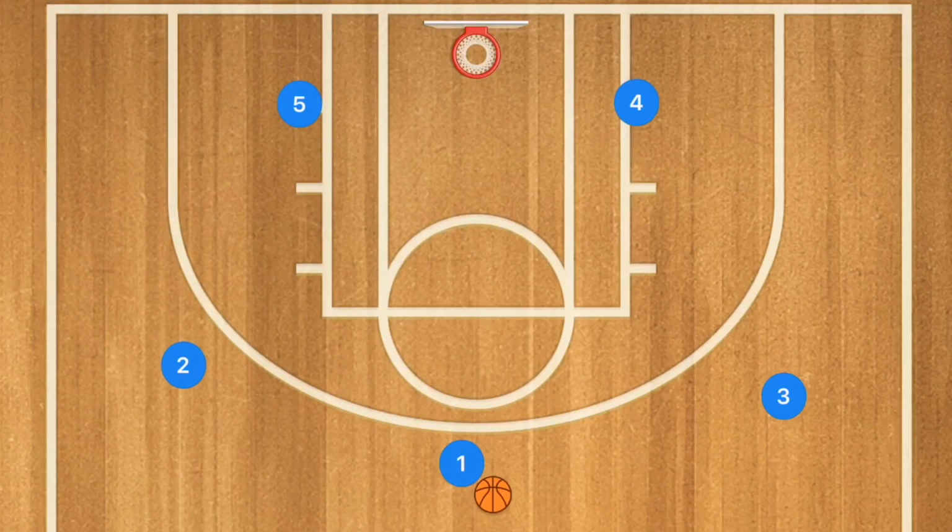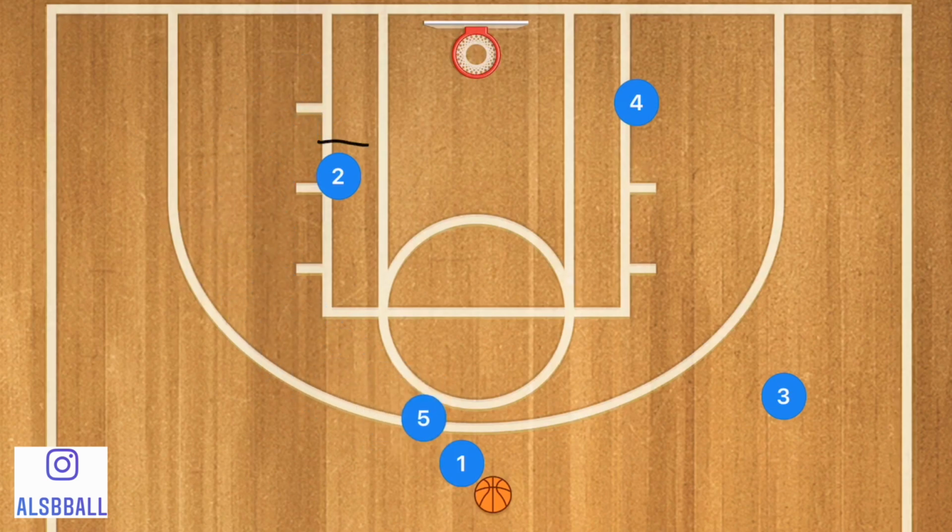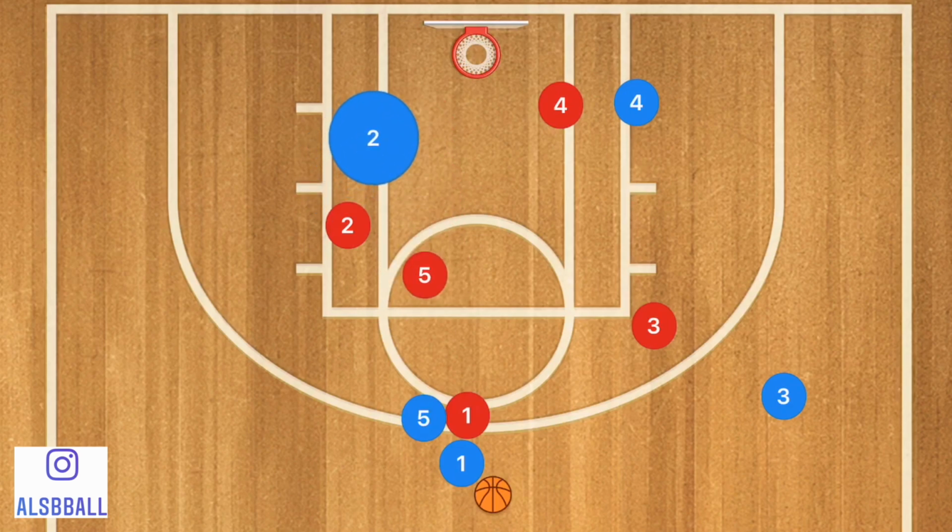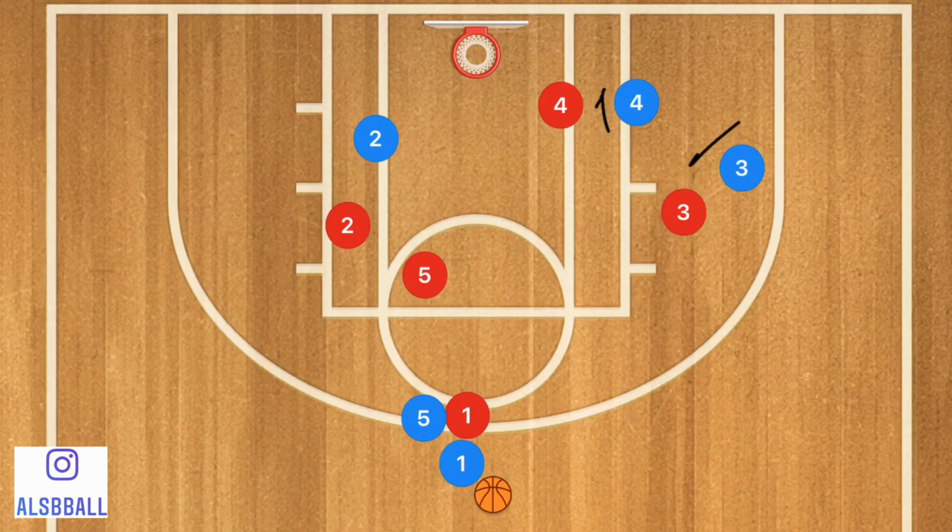Okay, so first in this play, we are going to have player 2 setting a screen for player 5, and player 5 is going to use that screen and set a screen for player 2. This is against a man-to-man defense. Now, after that screen and roll, player 2 is going to use player 4 as a screen, and player 3 as a screen as well. This is what we call a staggered screen.